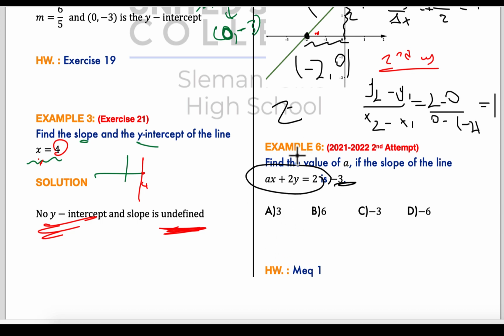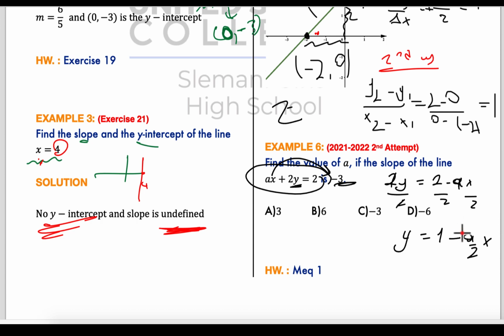So let's turn this into slope-intercept form. Isolate y. So let's get ax to the other side. 2y equals 2 minus ax. And I don't have y alone yet, so divide both sides by 2. So y is now alone. On the other side, 2 over 2, 1, minus a over 2 x. So now I have my equation in slope-intercept form, and I also know what the slope is.